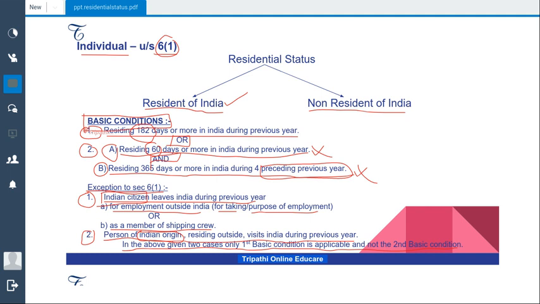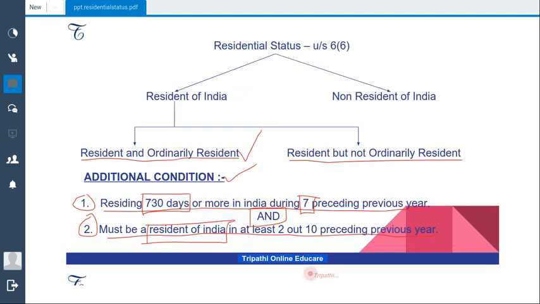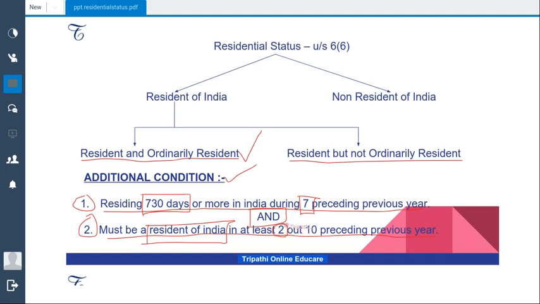So if you fulfill the basic condition, you will become resident of India. If you are not able to fulfill the basic condition, you will become non-resident of India. So the second additional condition says you should be resident of India in at least 2 out of 10 preceding previous years.